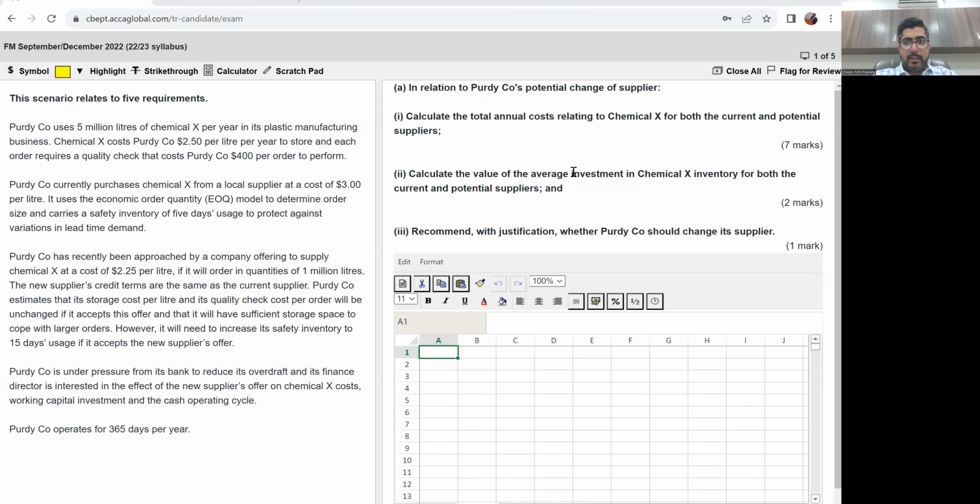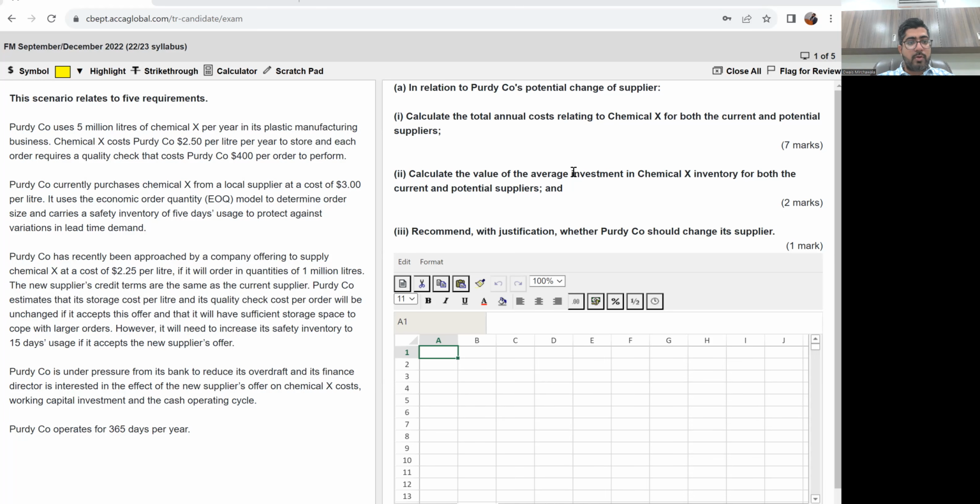Please follow it. The question states, PURDY Company uses 5 million liters of chemical X per year in its plastic manufacturing business. So the important thing is the company is using 5 million liters of chemical X. This is the usage. Chemical X costs the company 2.5 per liter to store. Store means holding cost. Each order requires a quality check that costs 400 per order. So this is the quality cost, 400 per order, same as ordering cost. The company currently purchases Chemical X from a supplier at a cost of 3 per liter.